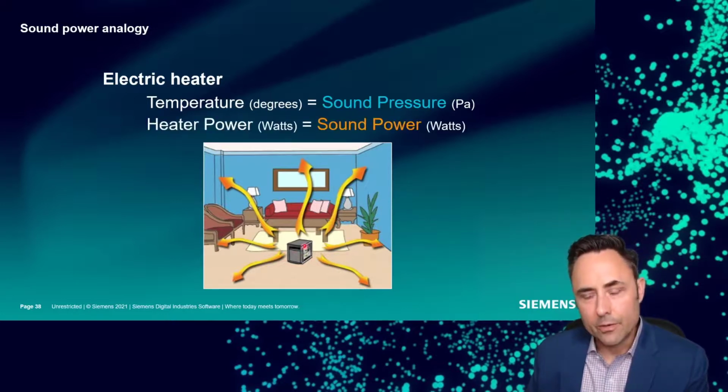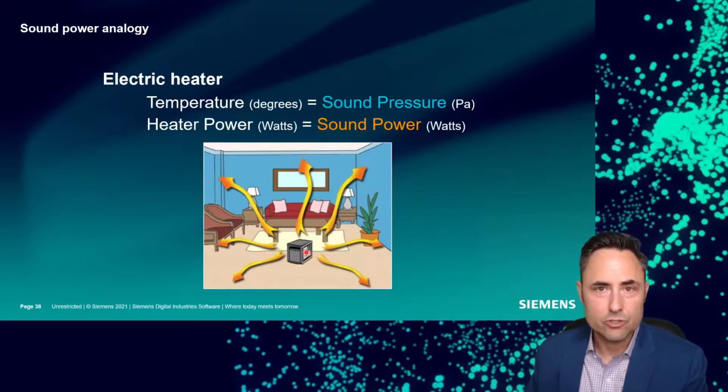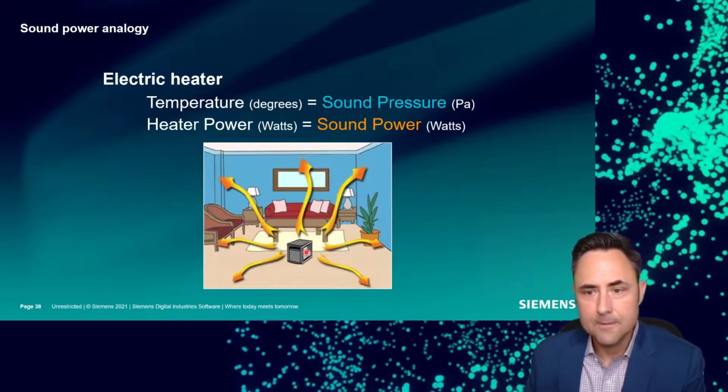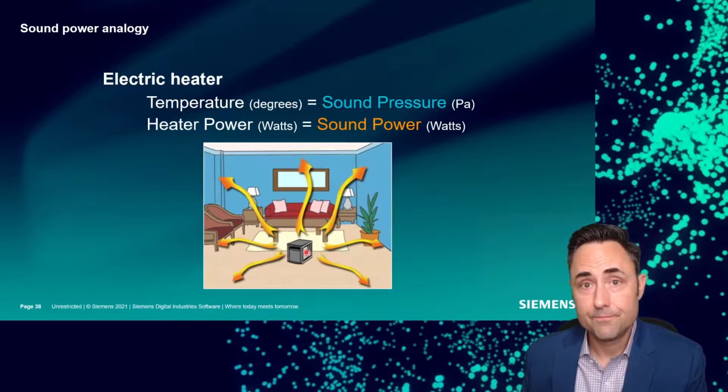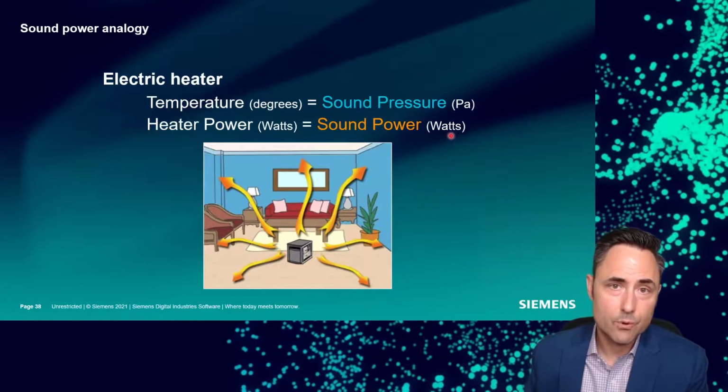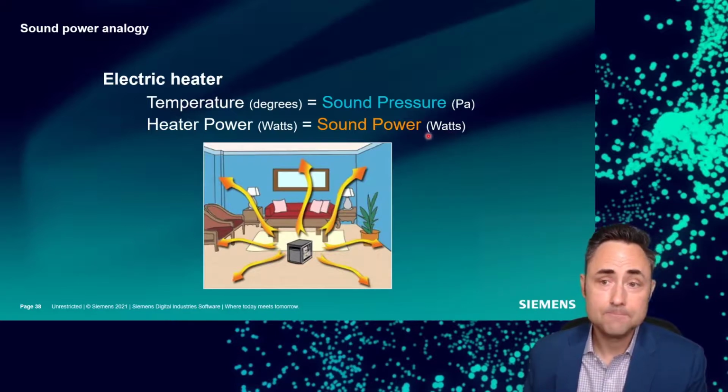The heater power, we got it from Home Depot. It says 200 watts, right? That's the electrical power that it's going to use when turned on maximum, let's say. It's going to take 200 watts of electrical power and convert it into heat, right? Well, this is equivalent to the sound power we're after, which incidentally also gets measured and reported in watts, okay?